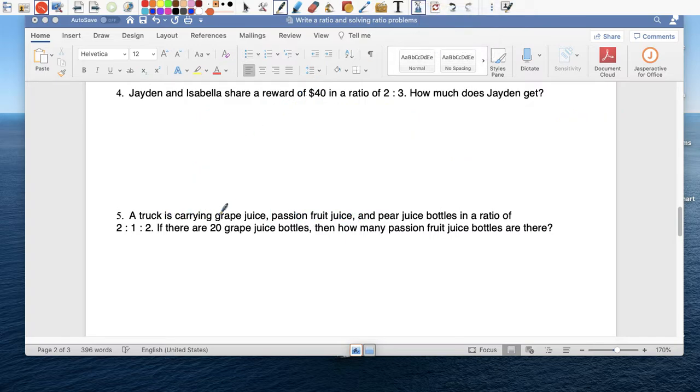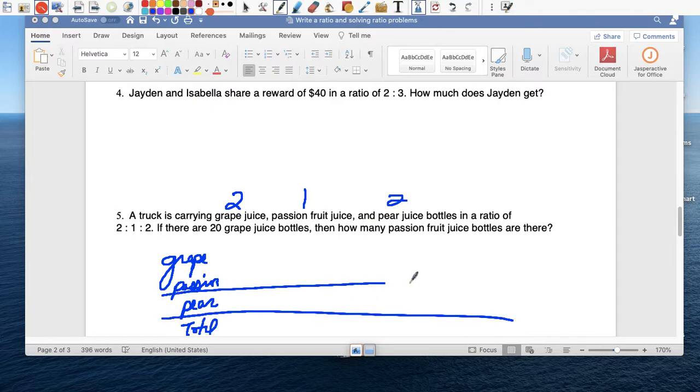A truck company is carrying grape juice, passion fruit juice, and pear juice in the ratio of 2:1:2. So 2 grape juice, 1 passion fruit juice. Passion fruit is maracujá in Portuguese, and 2 pear. So for every 2 bottles of grape juice, there's one bottle of maracujá and 2 bottles of pear. Okay, so that's the ratio, 2:1:2. So let's set up our table. So grape, passion, and pear, and then total, right?